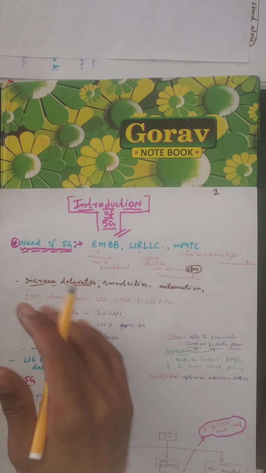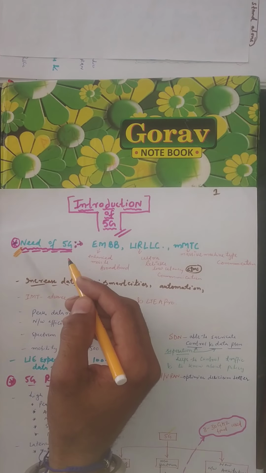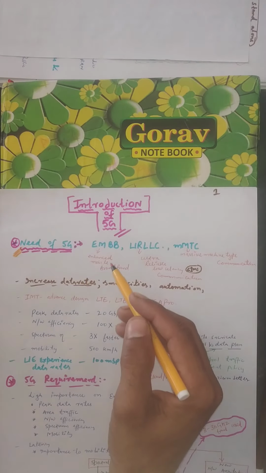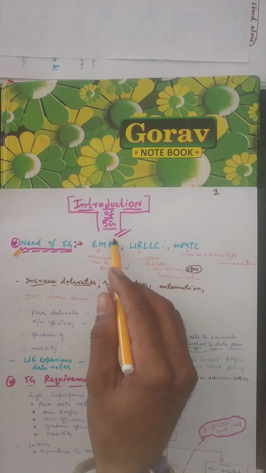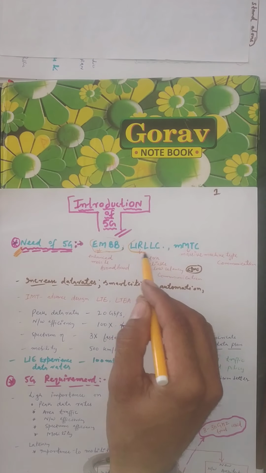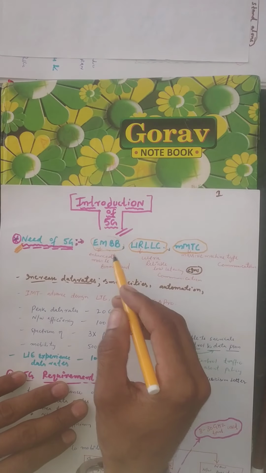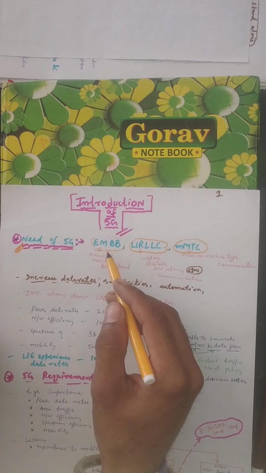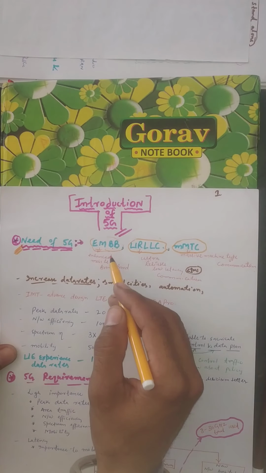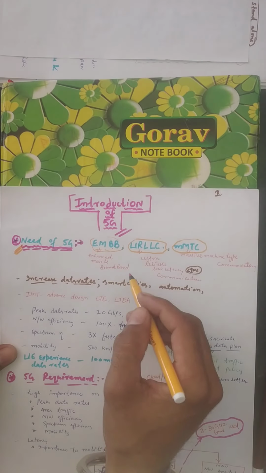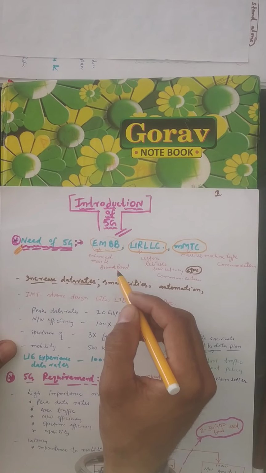First we discuss the need for 5G. Basically, what is the need for 5G in the communication system? In this 5G communication system, three keywords are used: EMBB, URLLC and MMTC. What is EMBB? EMBB is the enhanced mobile broadband system. This is for the user terminal devices that are prepared for 5G communication.